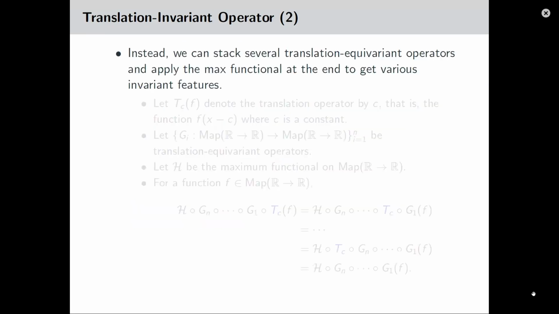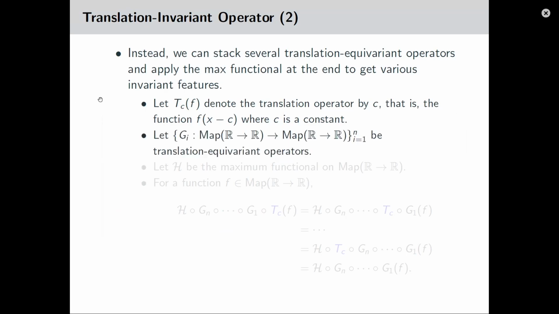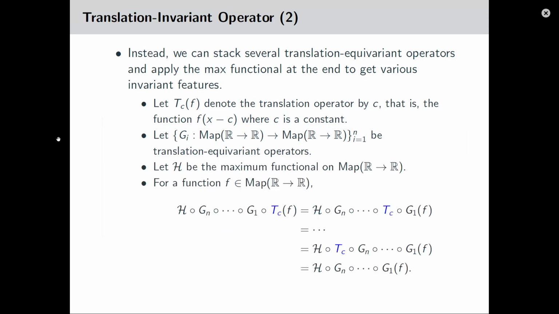To obtain various translation-invariant operators, instead, I will apply many translation-equivariant operators first, and then apply a simple translation-invariant operator, such as this maximum functional. And this is possible for the following reasons. First, let's consider a translation operator TC here, which takes a function and gives a translated function. Also, let's assume that there are several translation equivariant operators, GI, and let's define H as the maximum functional. Then the composition of operators from H to G1 here will be our translation invariant operator.